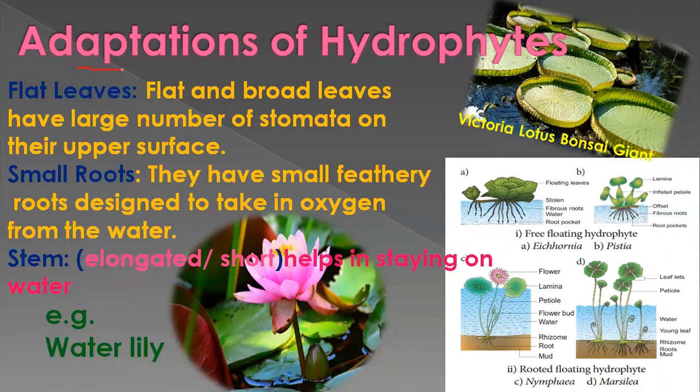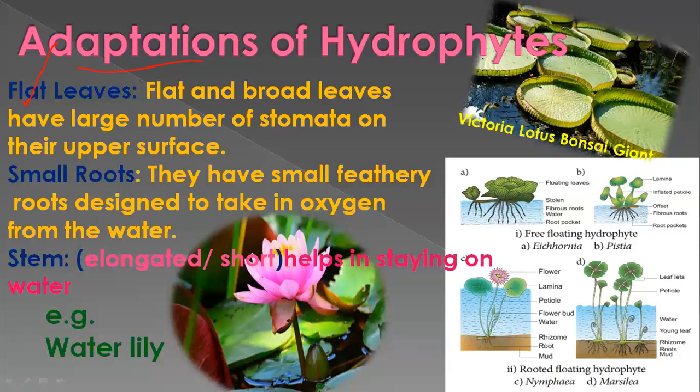Hydrophytes are those plants which live all the time in water. Their whole life just passes in the water. So what type of adaptations do they have in their body? Number one, very important, they have flat leaves. Flat or broad leaves have a large number of stomata on their upper surface.